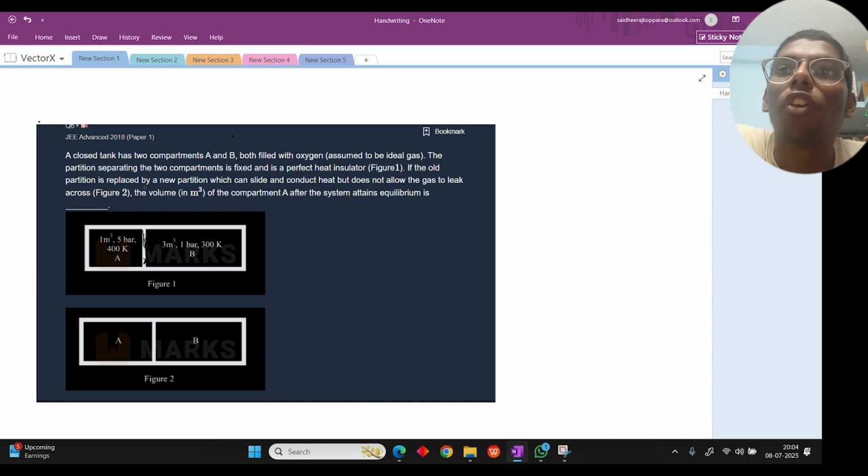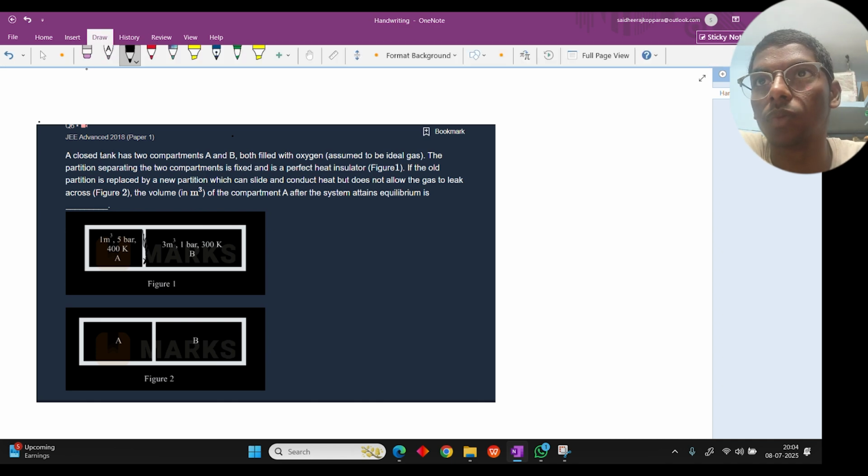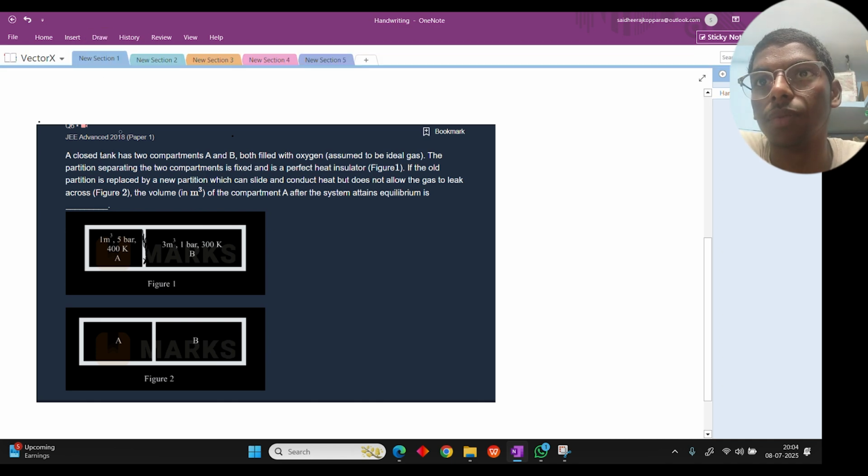Now, if the old partition is replaced by a new partition which can slide and conduct heat, but does not allow gas to leak across, the volume of compartment A after the system attains equilibrium is? So he's finally asking us to find the volume in compartment A. He actually replaced this partition with one which moves and which can conduct heat. So this is the question.